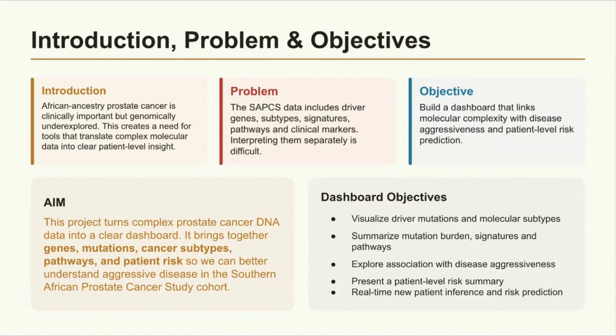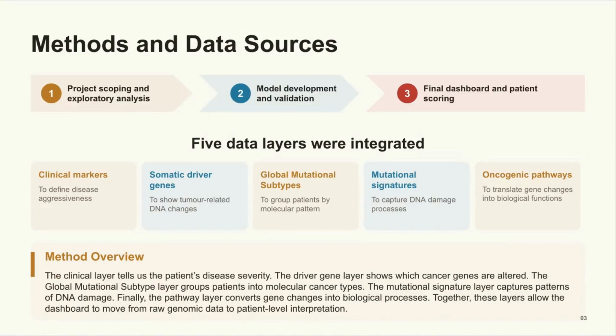So the dashboard objective is to visualize driver mutation and molecular subtypes, summarize mutation burden, signatures and pathways, explore association with disease aggressiveness, present a patient-level risk summary, and infer new patients. So we started with project scoping and exploratory data analysis. Then we developed models and validated them. Then we ended up with a final dashboard with patient-level scoring.